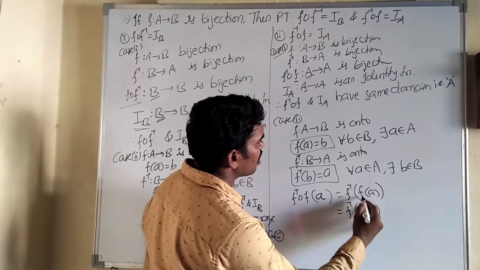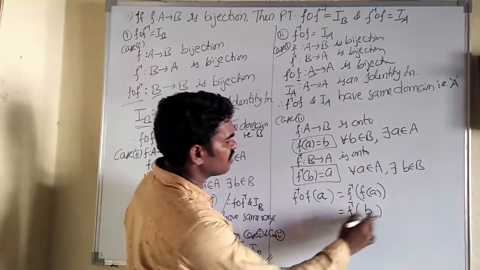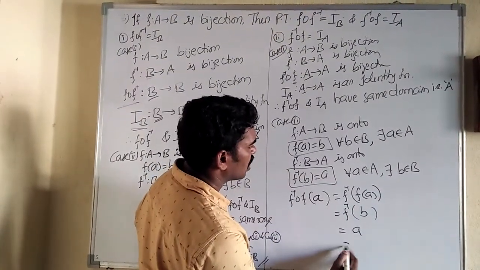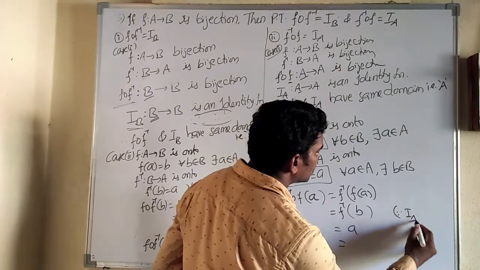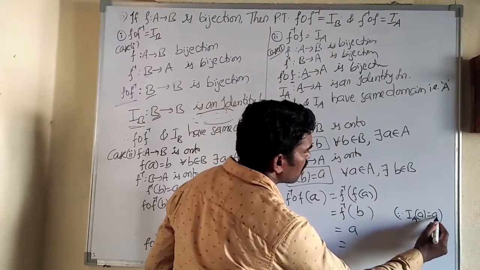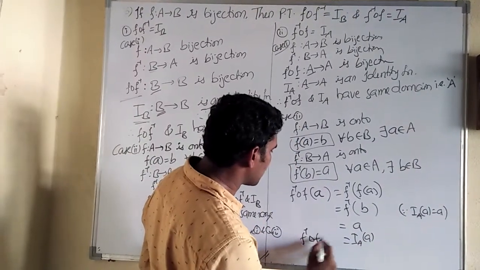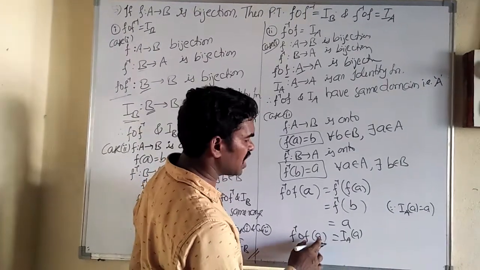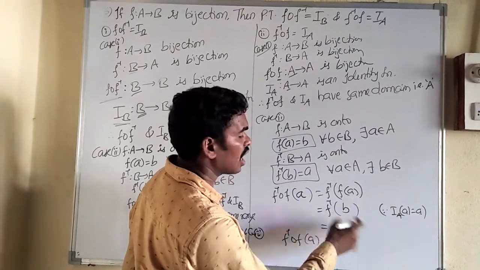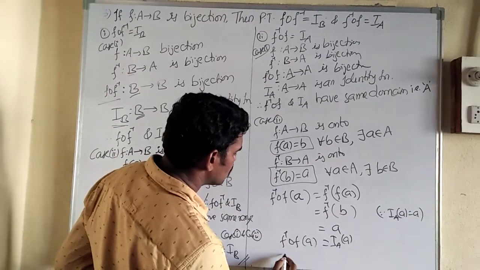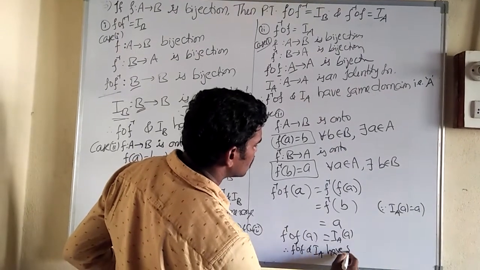Now tell me, what is F of a? F of a means b. So instead of F of a, I am writing b. Next, what is F inverse of b? Small a. Now what is small a? From the identity function: since IA is the identity function, IA of small a equals a. That's why instead of a, we can write IA of small a. So now compare the left hand side and right hand side. F inverse circle F of some a is equal to IA of a. So both values at a are equal, which means their ranges are equal. Therefore both F inverse circle F and IA have the same range.